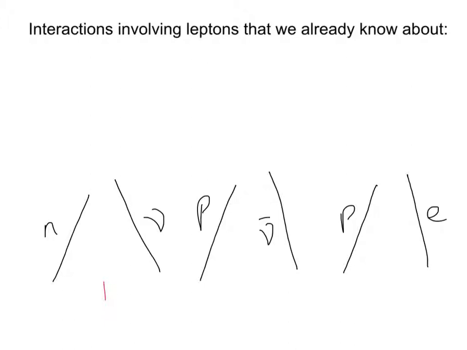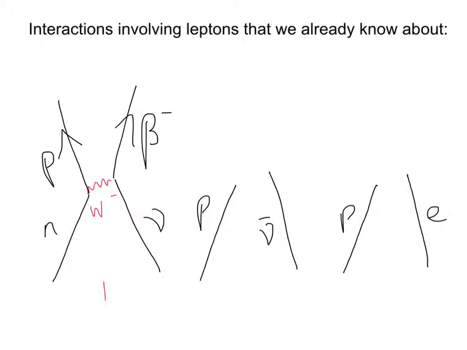So we get a W minus exchange particle, and that results in the transfer of negative charge from the neutron, which leaves a positively charged proton and an electron or beta minus particle.